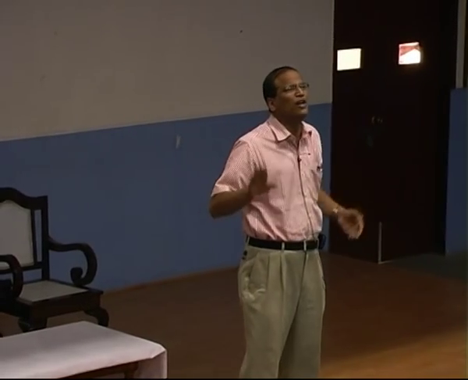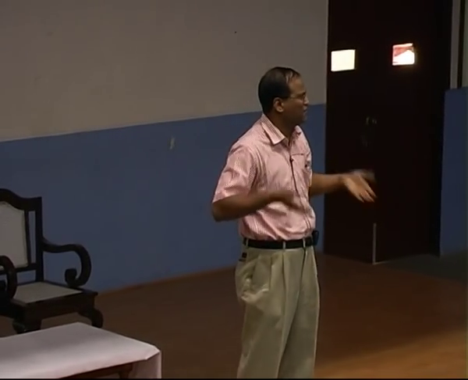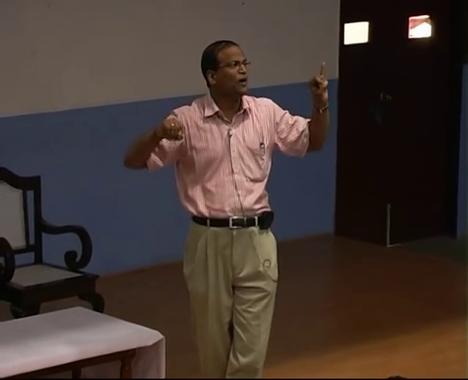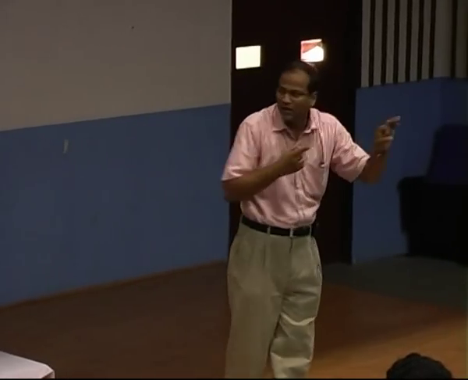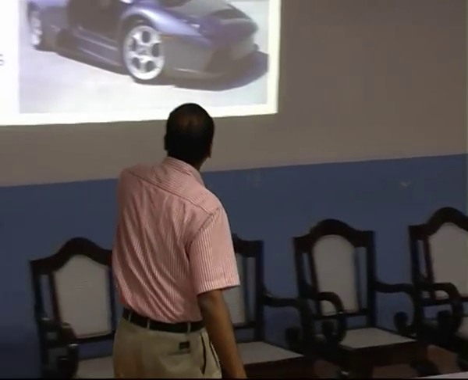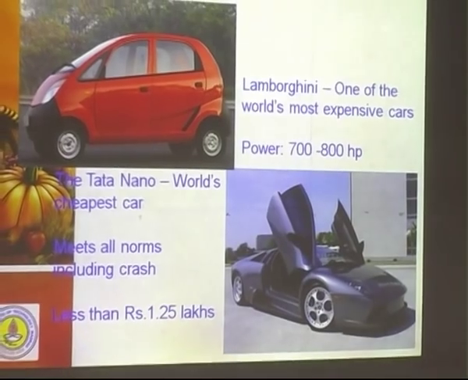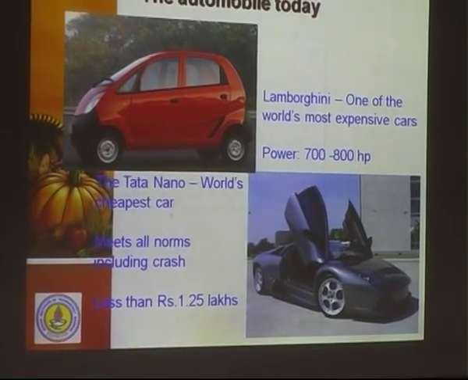But don't worry about stories of the Tata Nano going up in flames. That is only a few cars. It meets all the European emission norms, all the Indian emission norms, and all the crash tests. It costs less than 1.25 lakh. Now look at the other one. That's a sports car, one of the world's most expensive cars. Power is about 700 to 800 horsepower. But what is the ultimate car?